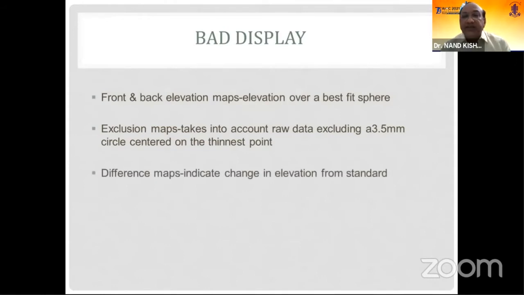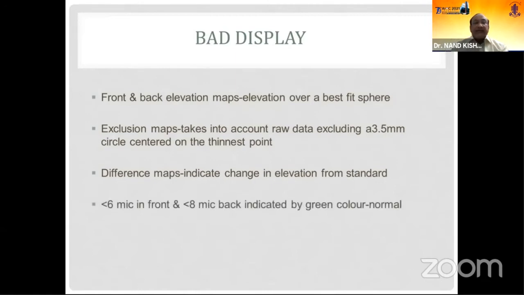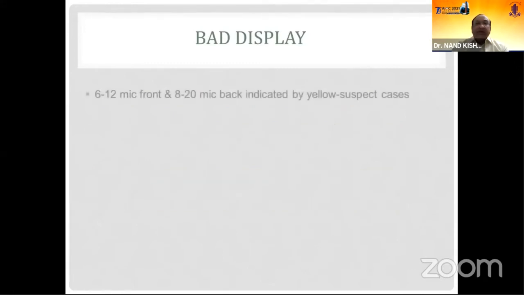The third set of maps is the difference map between the two maps, which indicates a change in elevation from the standard. So anything suspect here obviously falls into the category of the red flag in a Pentacam map. Anything less than 6 microns in front and 8 microns back elevation is indicated by green color and basically indicates a normal cornea. Between 6 to 12 front elevation and 8 to 20 microns back elevation is indicated by yellow color, which indicates suspect cases. These are the cases which you have to be very, very careful about.